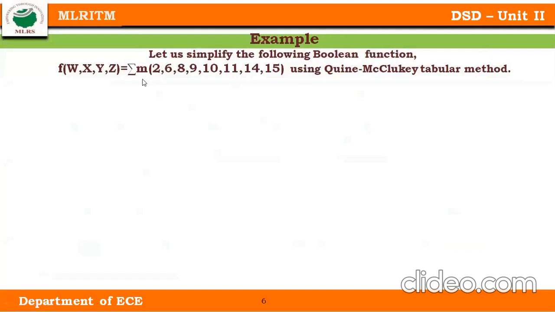Even though it is possible to do the tabular method for 5 or 6 variables, I'm starting with a 4 variable example so it is easy to understand, and you can verify your answer, because you already know 4 variables using a K-map. So let's implement the same thing using the tabular method and recheck it with a K-map so that we can easily understand, okay.